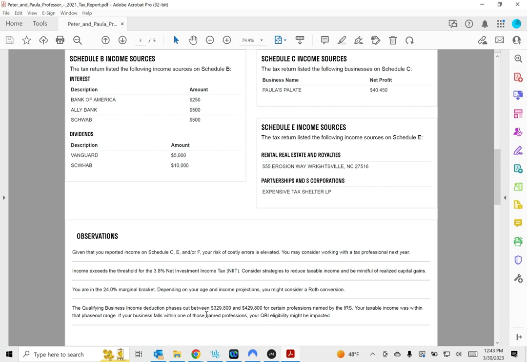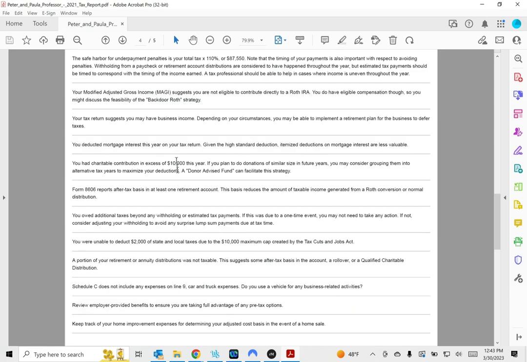So here again, it will reiterate things like marginal tax bracket, but in these observations, it may show that in this case, maybe a Roth conversion may be appropriate. We'll look at charitable contributions, how that may play into your tax picture.